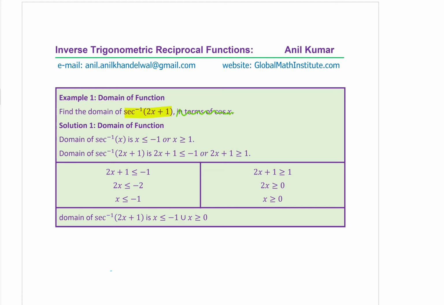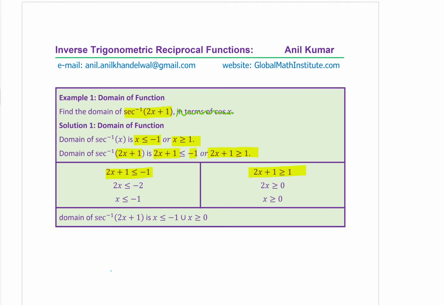You know the secant inverse x domain is that the x values are either less than equal to minus 1 or greater than equal to 1. Now for 2x plus 1, we'll put the same condition. So 2x plus 1 should be either less than equal to minus 1 or should be greater than equal to 1. We are going to solve these two inequalities separately to get our part solutions.